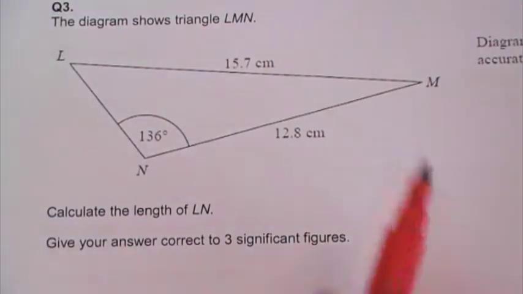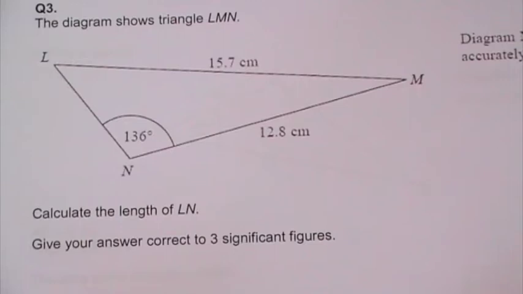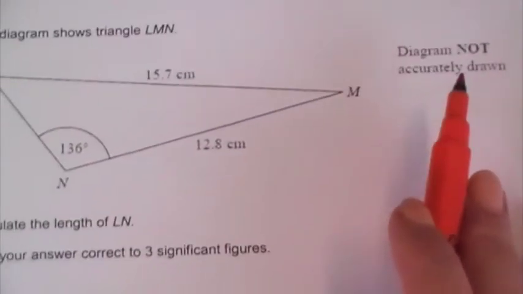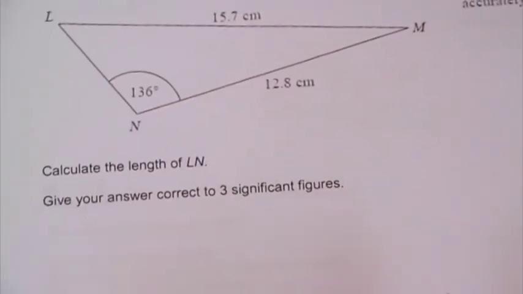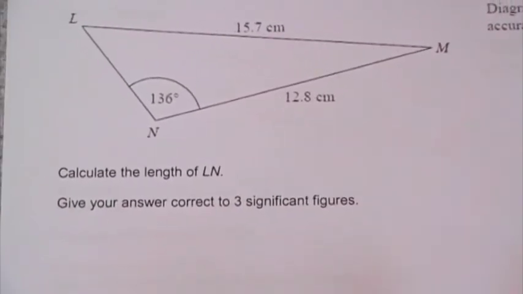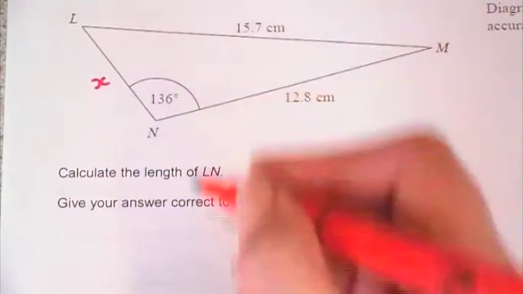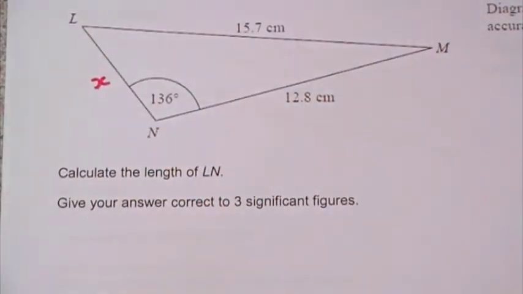Right, here we have another triangle. Not right angled, so I can't use my right angle triangle checklist. And it says your diagram not accurately drawn. That means you can't measure anything, so don't get a protractor out thinking you can measure the angles. So they want us to calculate the length of LN. I'm going to mark that on because that's the side I'm trying to find. And they want the answer correct to 3 significant figures.